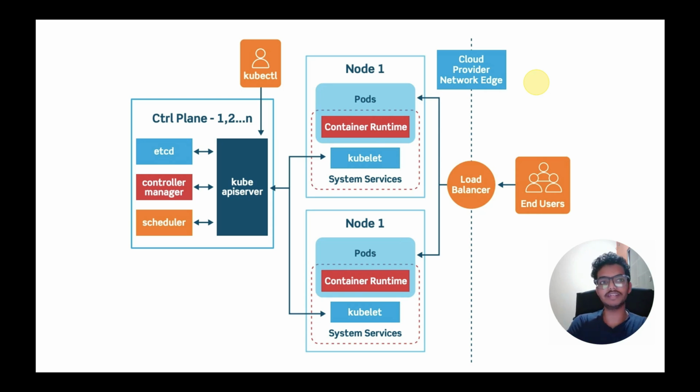Come on guys, let's check out Kubernetes architecture today. This is the architecture of Kubernetes. We have two planes here. One is control plane, another one is data plane or node plane. First, let's check out the control plane. Control plane is like the boss in Kubernetes.